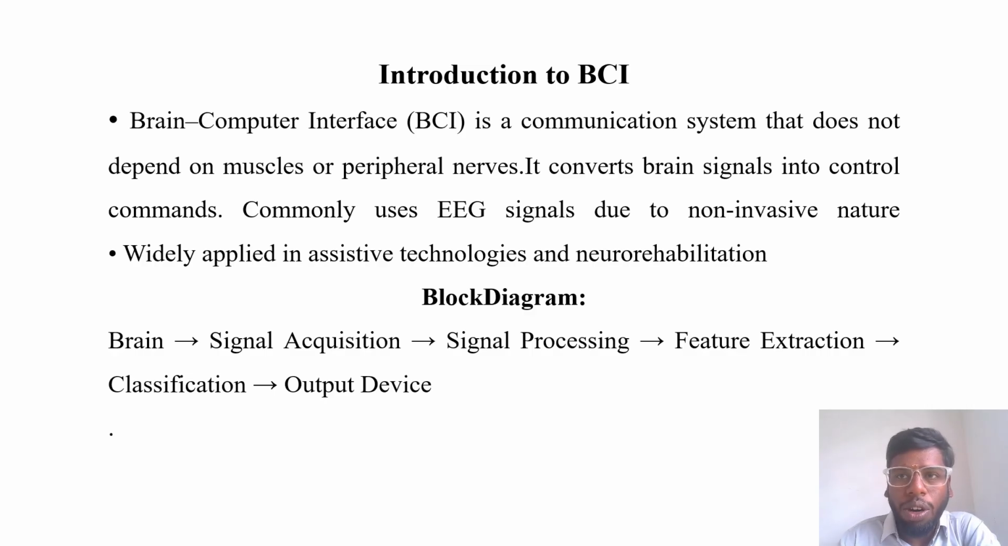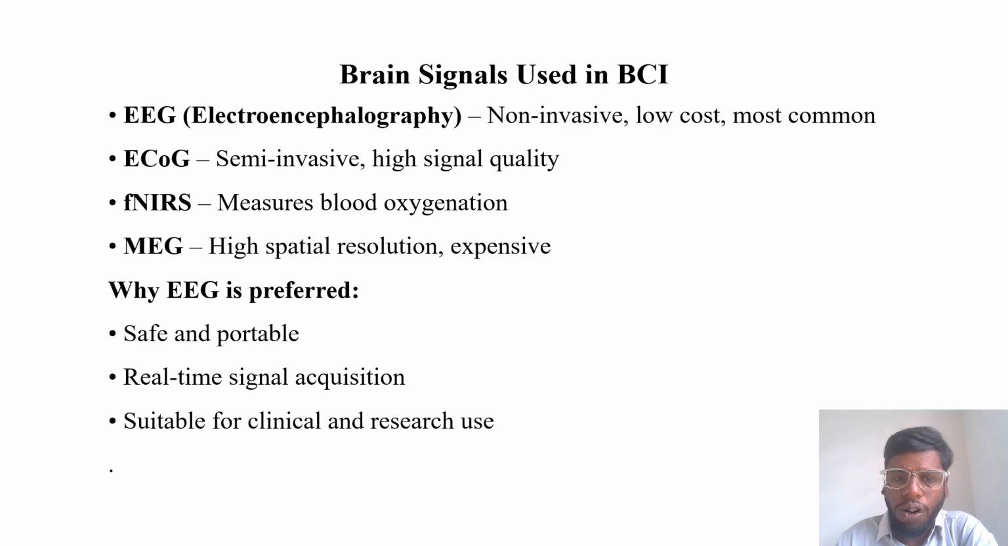So for the control commands, for example, if you blink the eye or move the muscles, we convert the signals into cursor signals like that. For the block diagram, the signals are taken from the brain, then signal acquisition and processing, and from that we extract the features, classify, and give to the output devices.